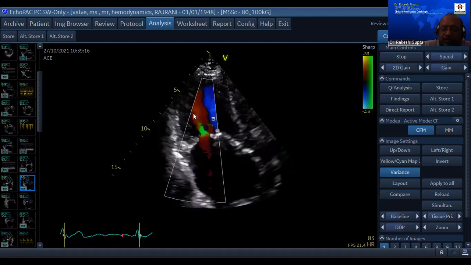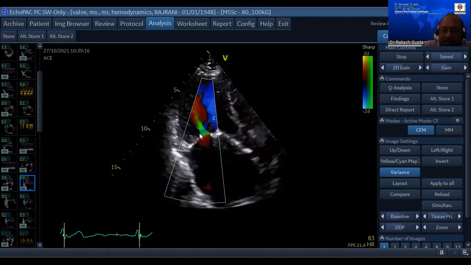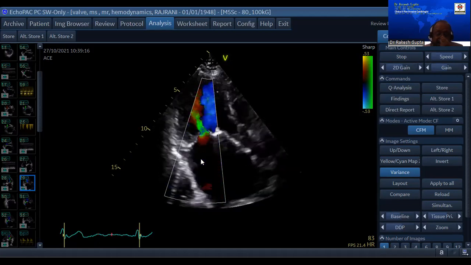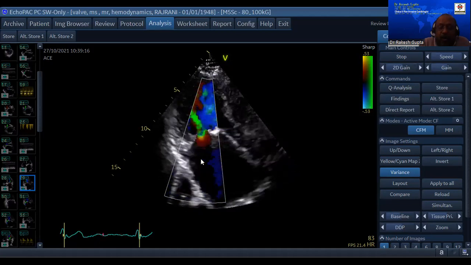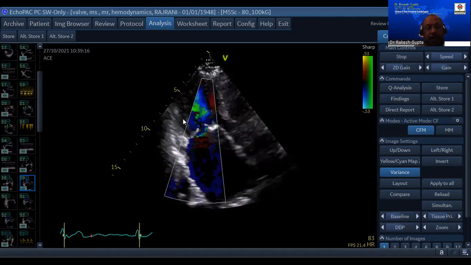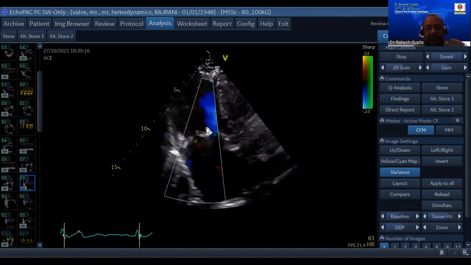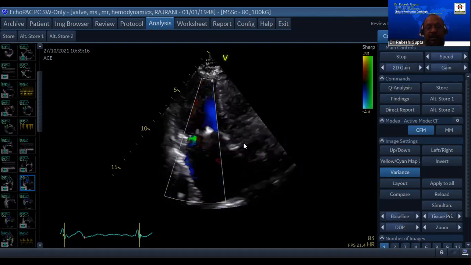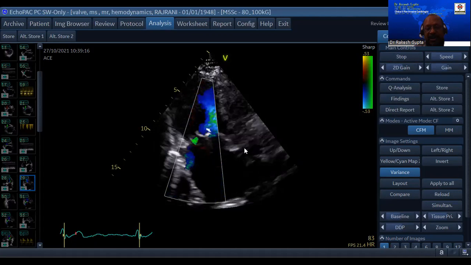The blood which is flowing through the mitral valve has to flow through the aortic valve. If you look at the VTI of the mitral valve and the VTI of the aortic valve, if the ratio is more than 1.4, then you can safely consider that these people have severe mitral regurgitation. Why is that? The amount of blood flowing through the mitral valve would be 1.4 times the blood flowing through the aortic valve.